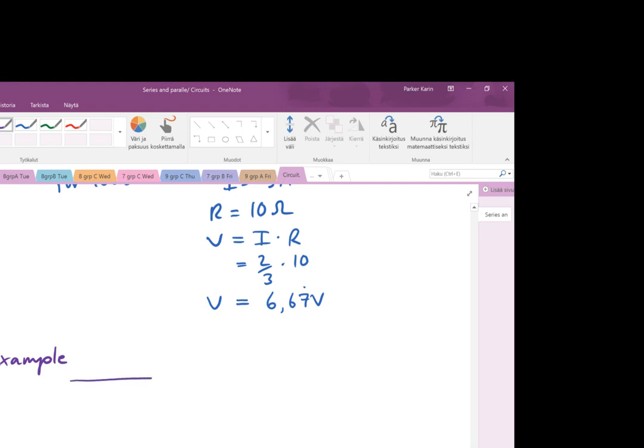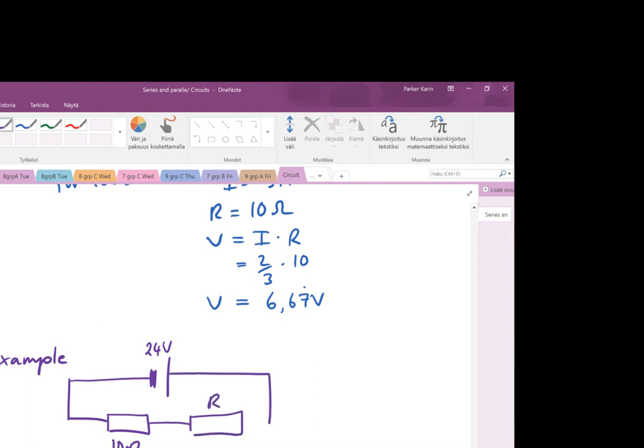What if we don't know the value of one of the resistors? What if we've got 24 volts, we've got 10 ohms, we have a resistance of value R, and we have a current of 2 amps, and I want you to find the voltage across the 10 ohms, and I want you to find R.